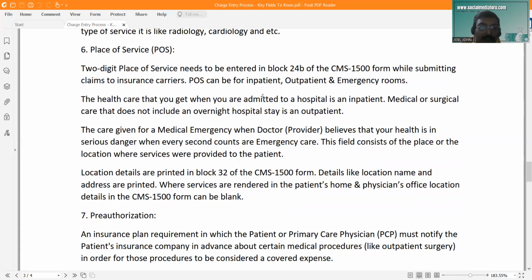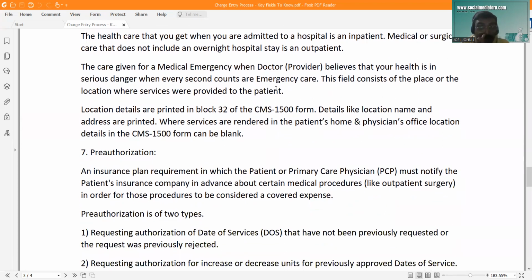Okay. The health care that you get when you are admitted to the hospital is inpatient. Medical or surgical care that does not include an overnight hospital stay is outpatient. If you are not going to stay in the hospital for a whole night, then it's outpatient. You come and go. If you are staying in the hospital for the night, then it's inpatient. So this is a very, very important question. They mostly ask this for the senior people.